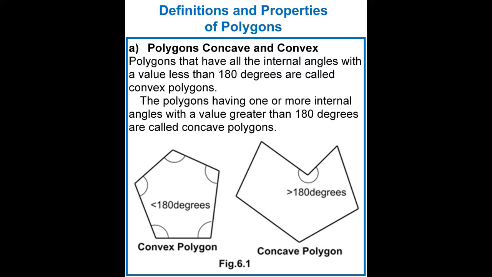In this first slide of this first class of Chapter 6 of this course of Basic Geometry, Figure 6.1 shows a convex type polygon and a concave type polygon. Polygons that have all internal angles with a value less than 180 degrees are called convex polygons. Polygons that have one or more internal angles with a value greater than 180 degrees are called concave polygons.